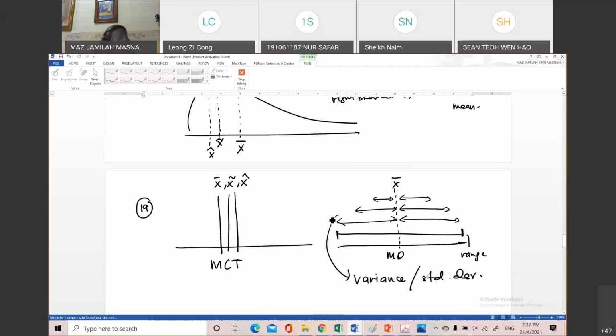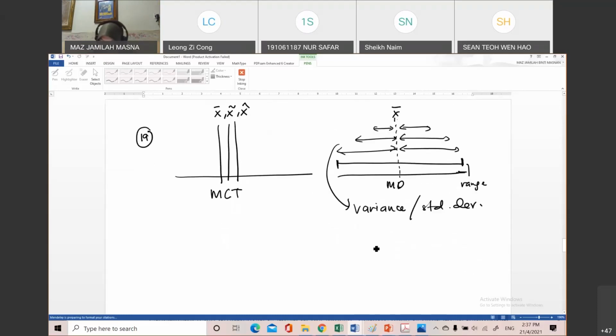Now, number 20. Is it possible to get a negative value of standard deviation? So what is your standard deviation? Let's say standard deviation is the square root of the summation of xi minus x bar squared, for i equal to 1 until n, divided by n minus 1. So is it possible to get a negative value here?